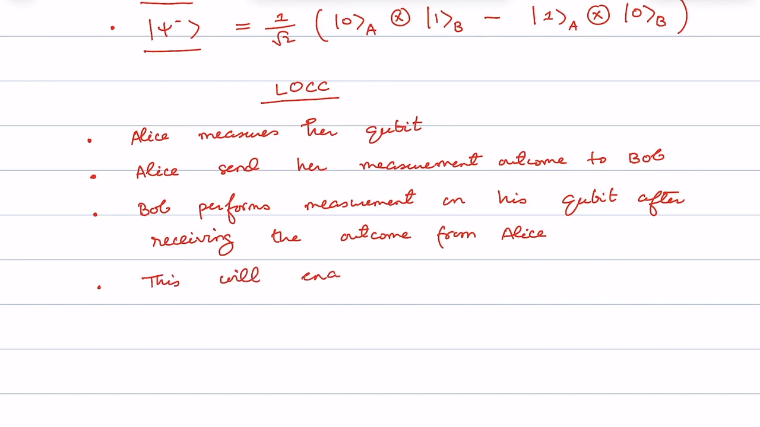This will enable Alice and Bob, because then Bob can also communicate this information, what the measurement outcome is, to Alice, and this will enable Alice and Bob to distinguish the Bell states. I hope you get it.